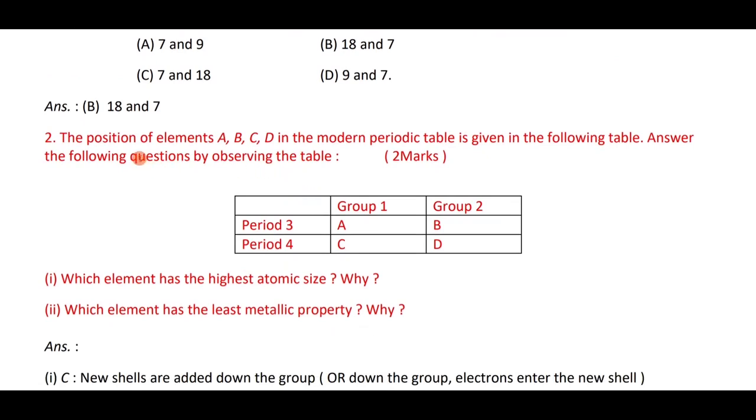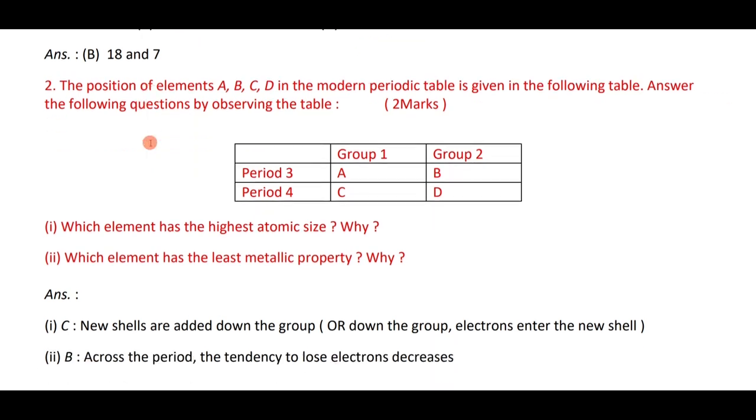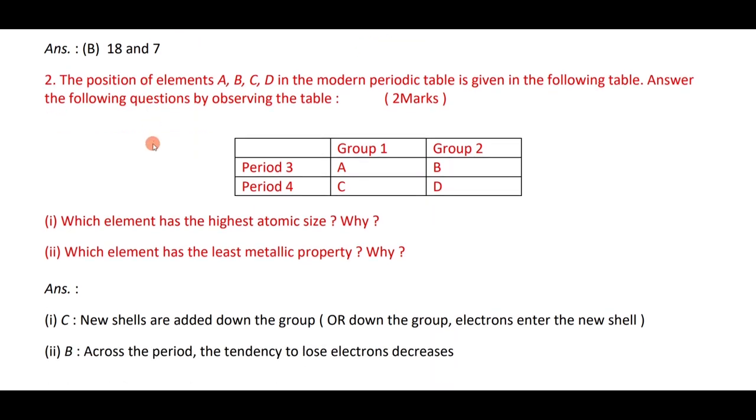The position of elements A, B, C, D in the modern periodic table is given in the following table. Answer the following question by observing which element has the highest atomic size. The correct answer is option C, because new shells are added down the group, so atomic size increases down the group. Hence the correct answer is element C. Which element has the least metallic property? It is element B, because across the period the tendency to lose electrons decreases, therefore the non-metallic property increases.